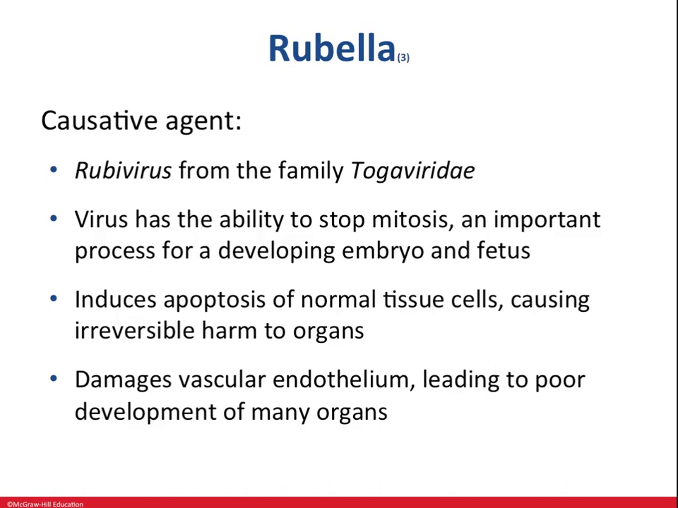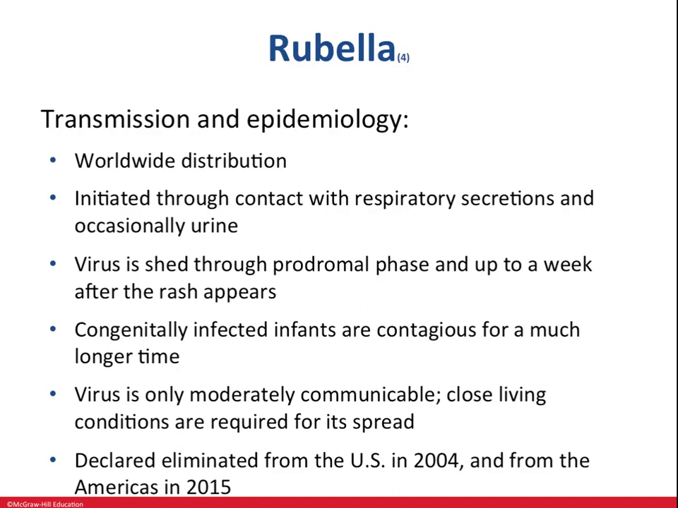It can also damage the vascular endothelium, so the organ will not get enough blood, nutrients, and oxygen, and the organ will get damaged. Rubella is transmitted to every country in this world. It is transmitted through respiratory droplets, or occasionally urine.